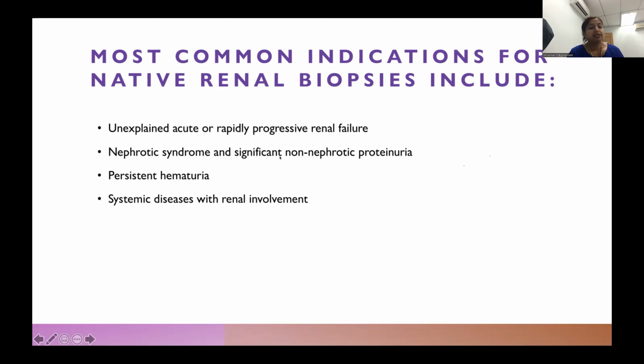Then you have more relaxed conditions like nephrotic syndrome and significant non-nephrotic range proteinuria, where it is not an emergency, but you ultimately need to produce a report. Then you have conditions such as persistent hematuria, which could be microscopic or frank hematuria, in which urological assessment has been excluded, and you would want to work on these cases. And then you have systemic conditions such as diabetes, lupus, SLE, or other autoimmune conditions in which there is renal involvement. These are some of the common indications that you need to be aware of.